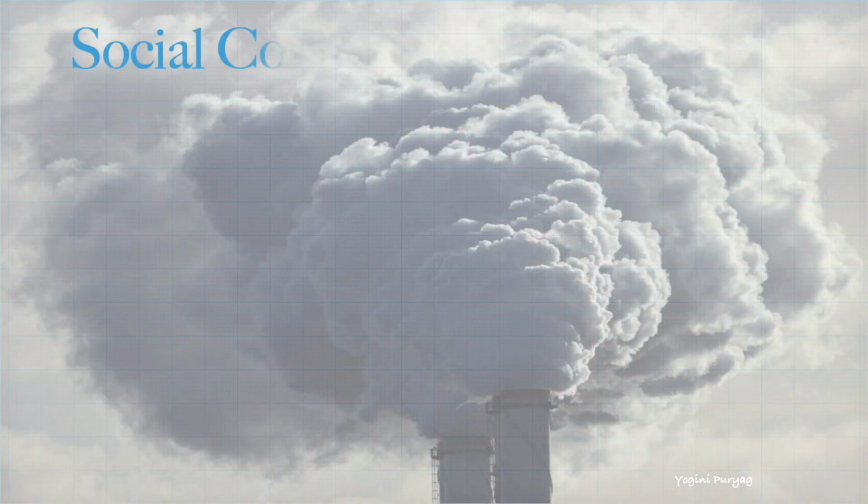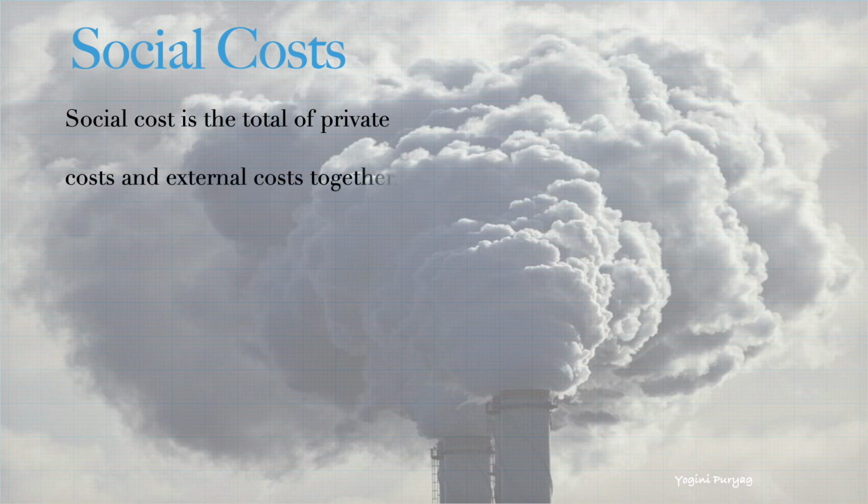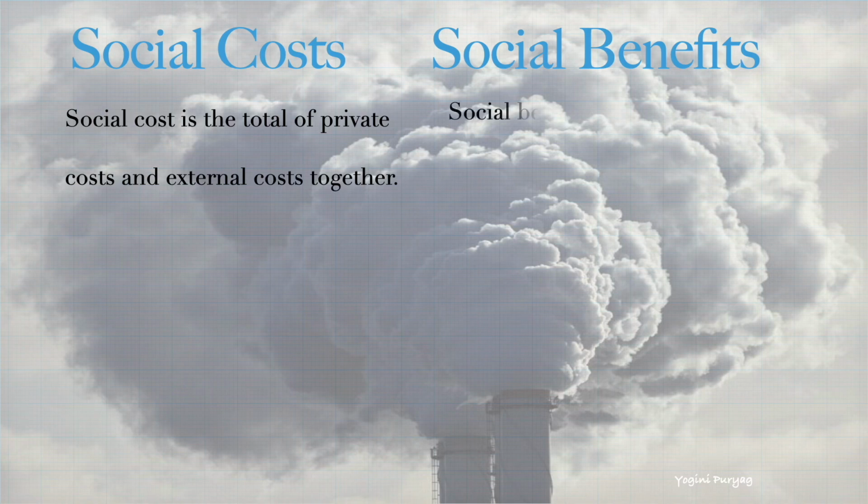Social costs. Social cost is the total of private costs and external costs together. Social benefits. Social benefit is the total of private benefits and external benefits together.